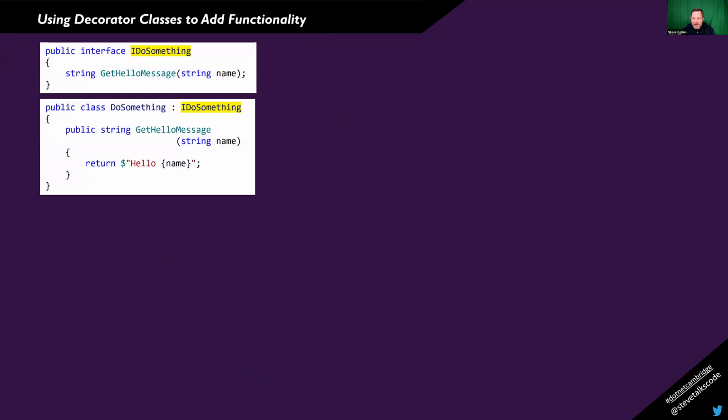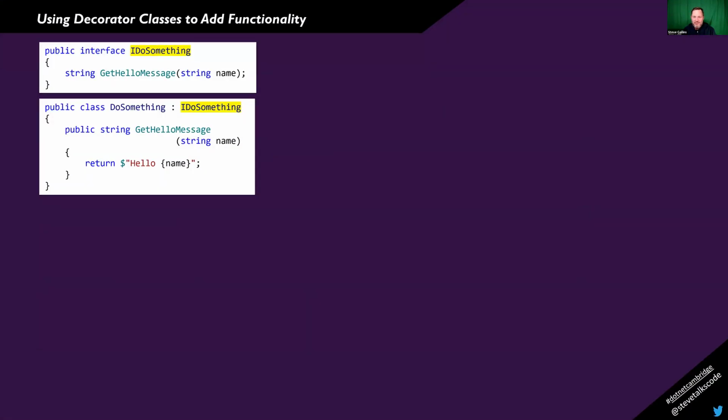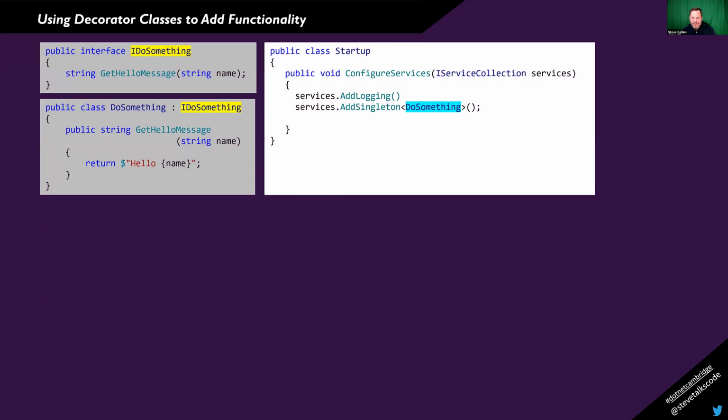So in this example code here, we have a class called DoSomething that implements the IDoSomething interface. Oh, not sure what happened there. The slides have gone a bit weird. Sorry about that, everyone. Not sure what happened there.